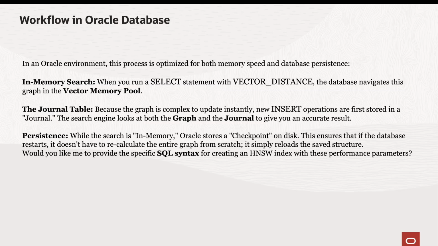Because the graph is expensive to update in real time, new inserts and changes are written to the journal table, and during a search, Oracle looks at both the in-memory graph and the journal, then merges the results, so you still get correct answers. And as we've said, for persistence, Oracle writes checkpoints of the graph to disk. If the database restarts, it reloads the structure rather than rebuilding everything from scratch.